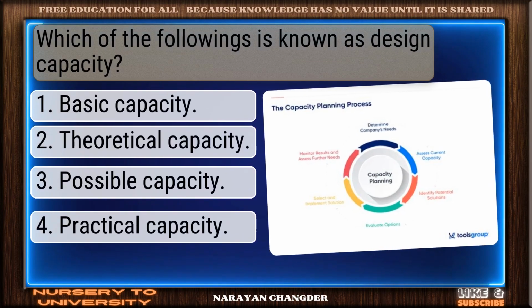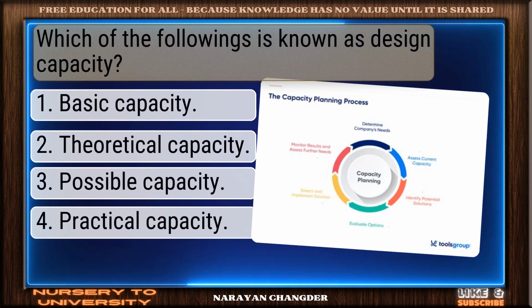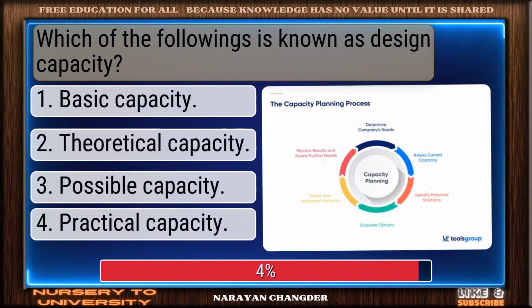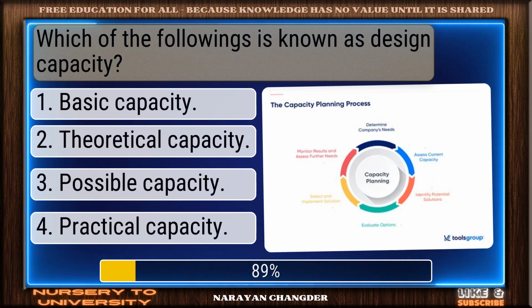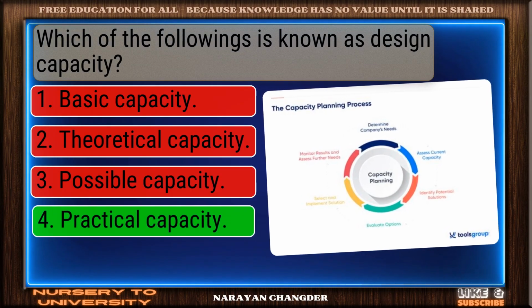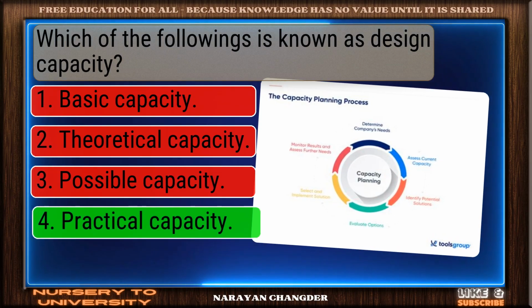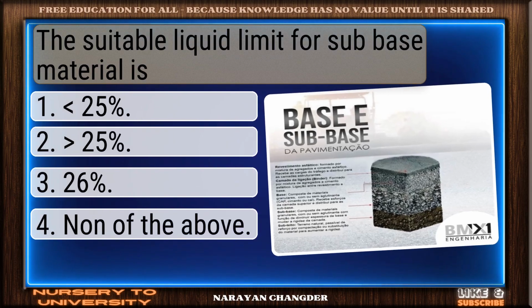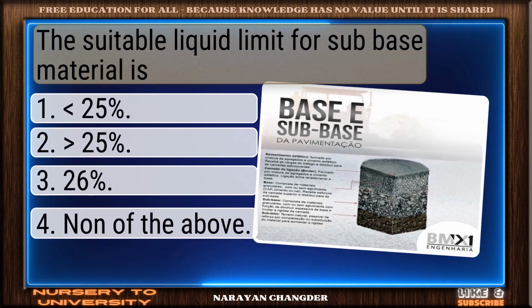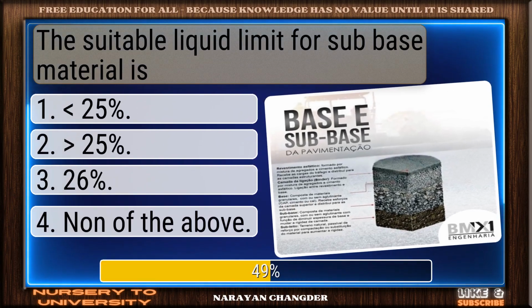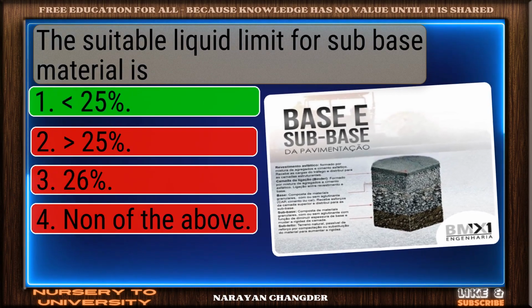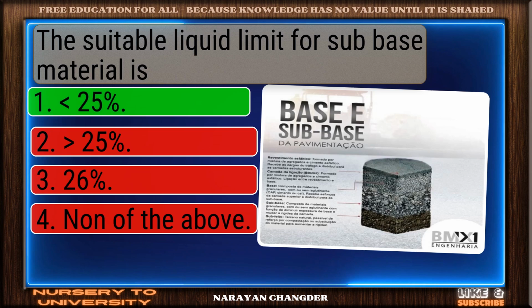Which of the following is known as design capacity? Excellent choice. Practical capacity is the right answer. The suitable liquid limit for sub-base material is... Well picked. 25% is the correct answer.